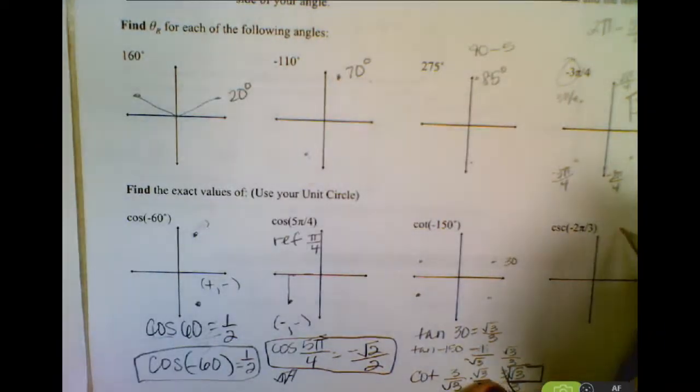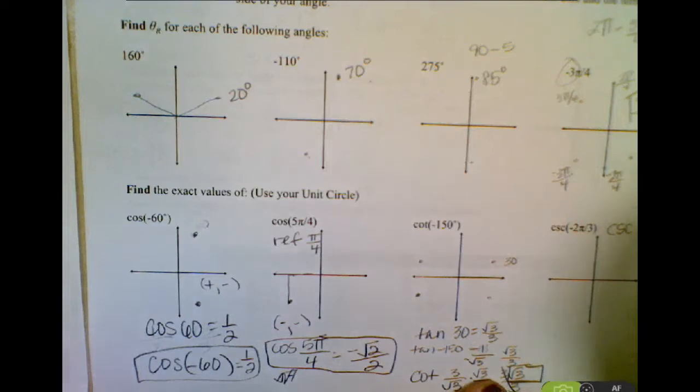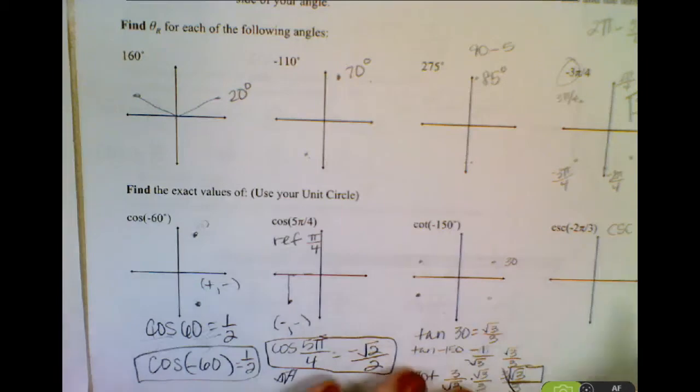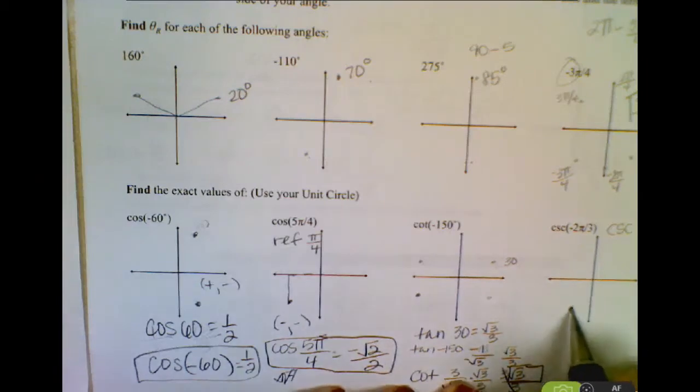If you want to practice putting this back into radians, this would be cosecant of negative 2 pi over 3 times 180 over pi. Okay? That goes in 60 times, so it would be negative 120. So that would be here and then here. So its reference would be 60, okay?